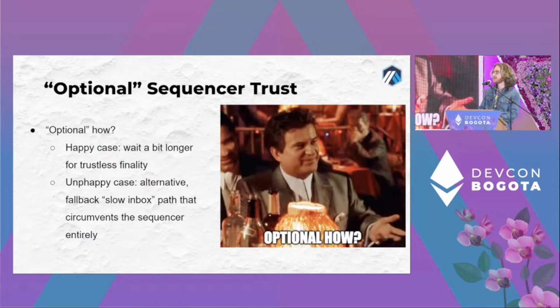Well, in the normal case, if the system's working well and the sequencer gives you this fast promise, you can just ignore it and say, "I don't care what you say, I'm going to wait for you to post on chain." So it takes another few minutes, and then you get the full trustless finality.